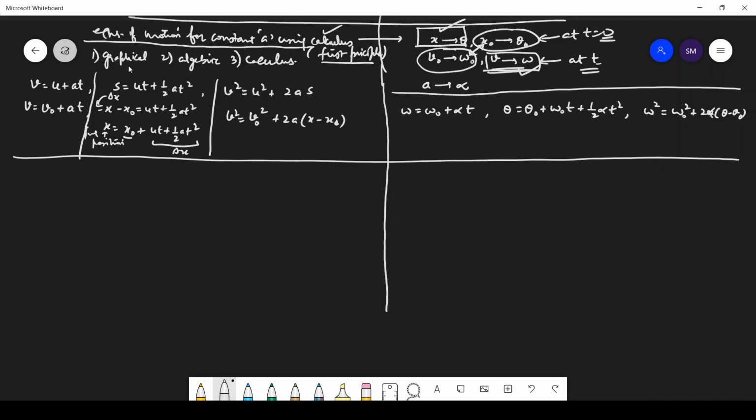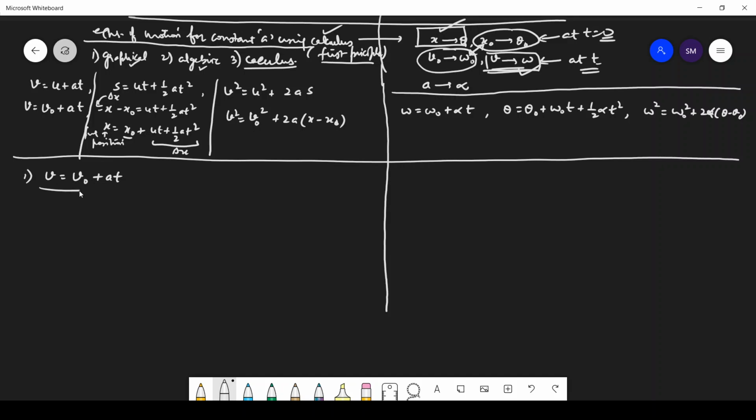See, the graphical method is the easiest one, algebraic is also easy, calculus is also easy. All the methods are easy, but calculus is a new one for you. We'll see why we need the calculus method. What is the advantage of the calculus method? I will also discuss it.